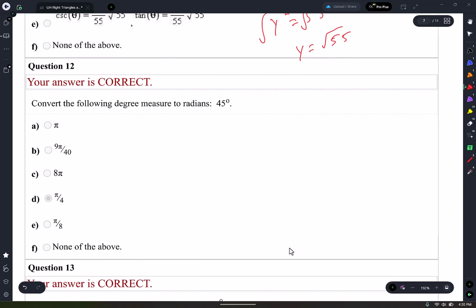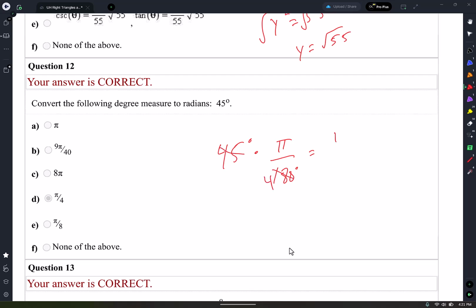Convert the following degree measure to radians. Okay, 45 degrees. We're going to multiply this by pi over 180 degrees. 45 goes into 180 4 times. So there it is, pi over 4.